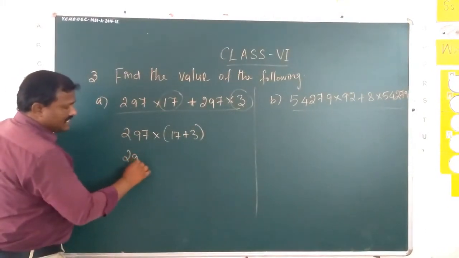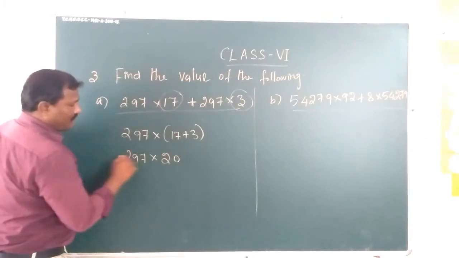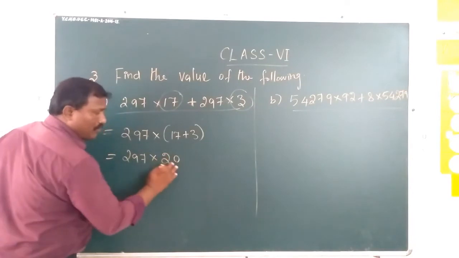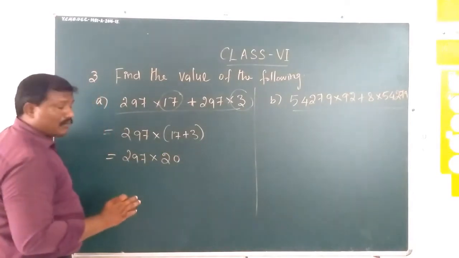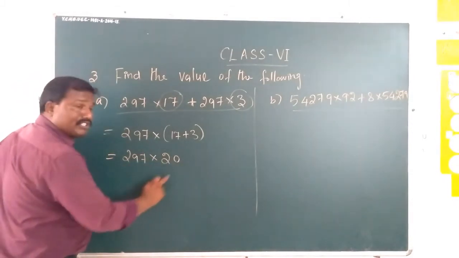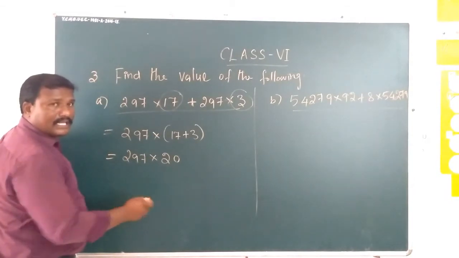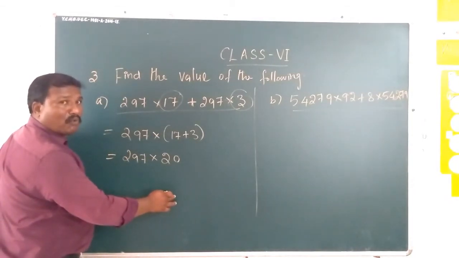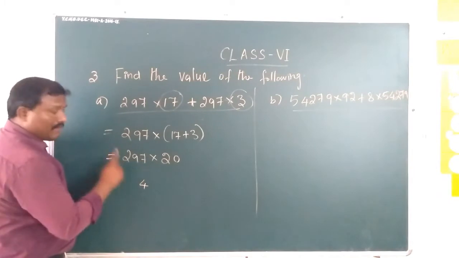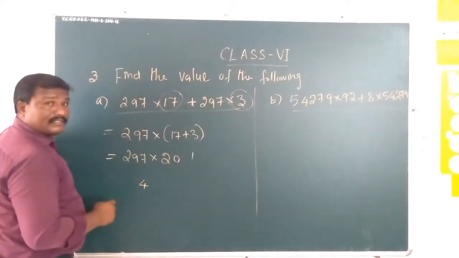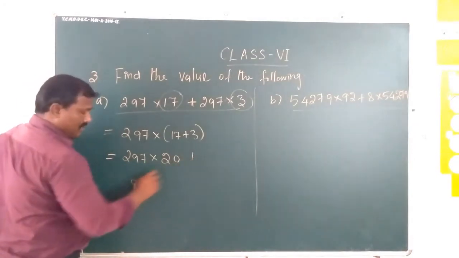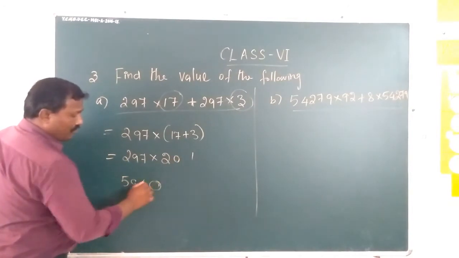Then 297 times 20. Finally we have to multiply this. So simply, we just forget this 0. Take 2 and multiply all these numbers. Then finally put 0 at the end of the product. First I will take 2 sevens are 14, remainder 1. 2 nines are 18 plus 1, 19, remainder 1. 2 twos are 4, 4 plus 1, 5. Then finally add this 0.